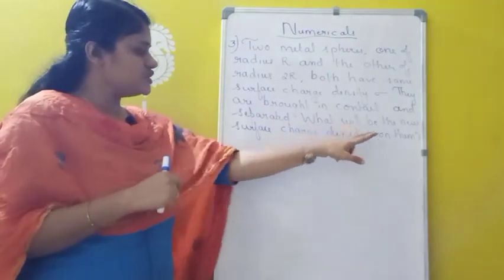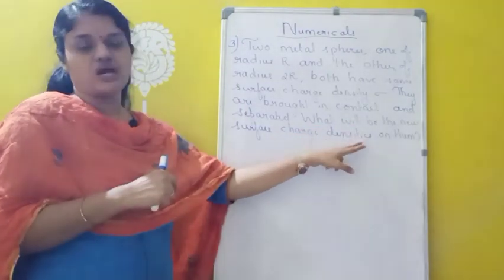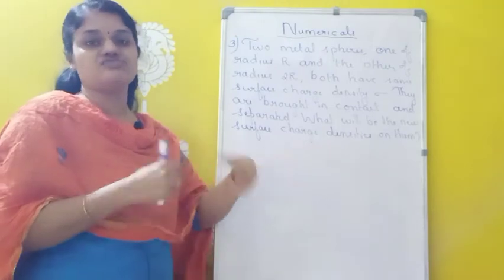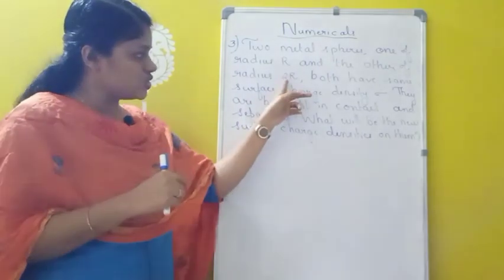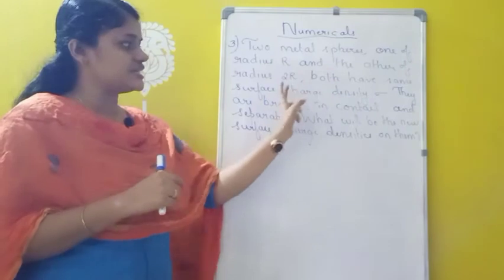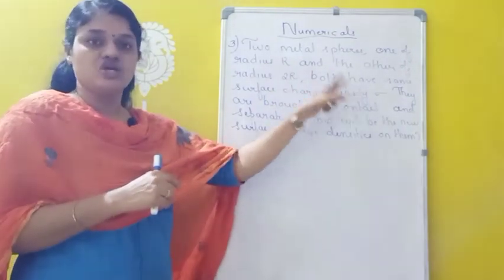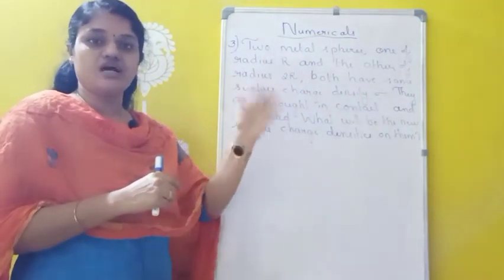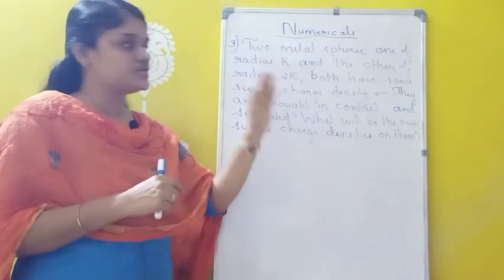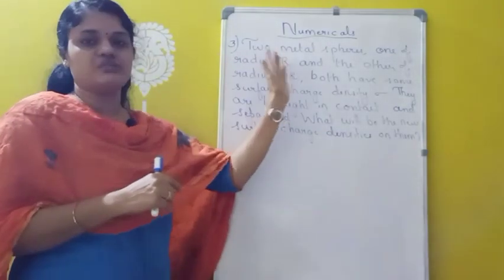So what will be the new surface charge density on them? We have to find the surface charge density after contact. Before contact, both have the same surface charge density sigma. So after contact, what is the surface charge density of both the metal spheres?